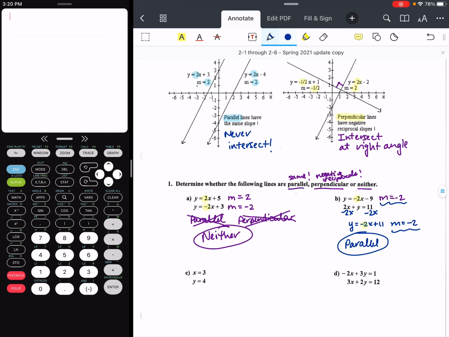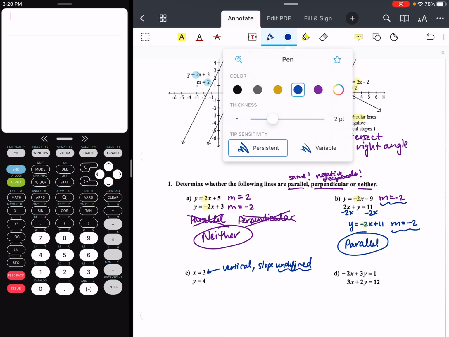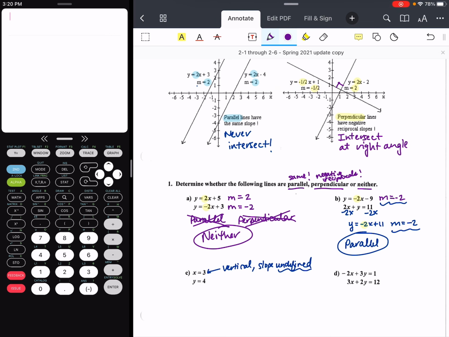Now moving on to C, I have x equals 3 and y equals 4. For x equals 3, I know if I graph this, I would graph a vertical line. And I know that for any vertical line, the slope is undefined. And for y equals 4, if I graph this, I would graph a horizontal line. And the slope equals 0.